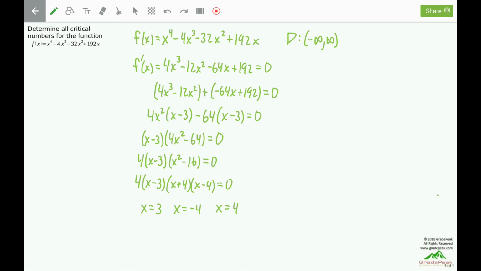We will now check to see if these are in the domain. The domain is all real numbers. X equals 3 is a real number, we keep it. X equals negative 4 is a real number, we keep it. X equals 4 is a real number, we keep it. X equals 3, x equals negative 4, and x equals 4 are the critical numbers for the function.